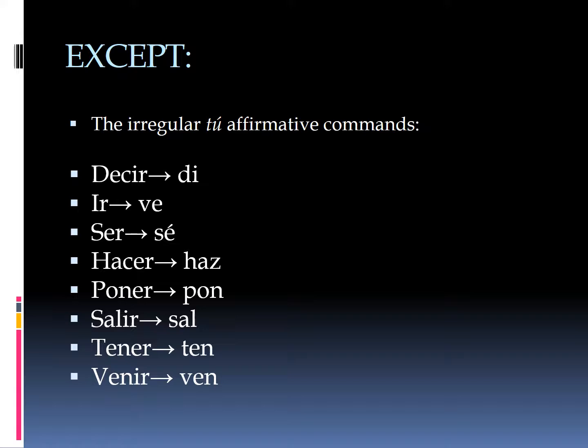How are you going to remember these? There's 8 of them. It's not really a good acronym at all, but the first letter of these in non-alphabetical order, the way I have them here, is DISH PSTV. Decir, ir, ser, hacer, poner, salir, tener, venir. DISH PSTV. Is that going to help? Who knows?